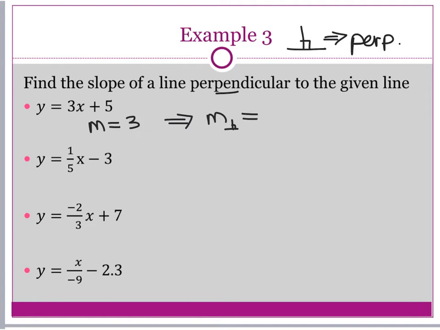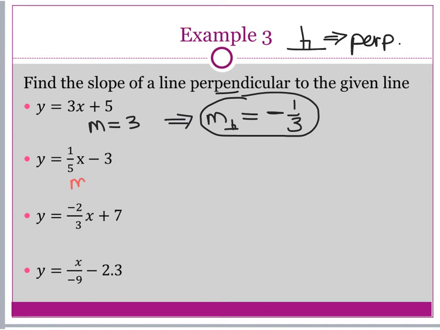So my perpendicular slope then has to have the opposite sign. So because the slope of my equation is 3, the opposite of that would be a -3, and then the reciprocal of 3 would be 1/3. So my perpendicular slope then would be a -1/3.